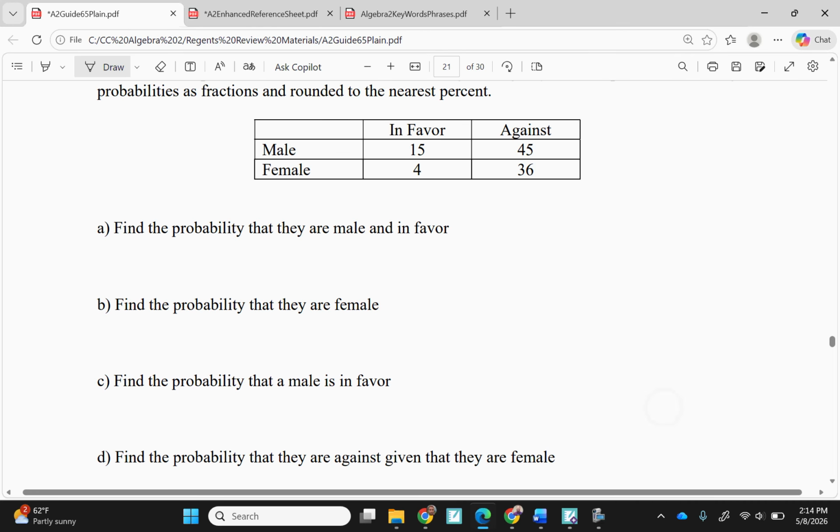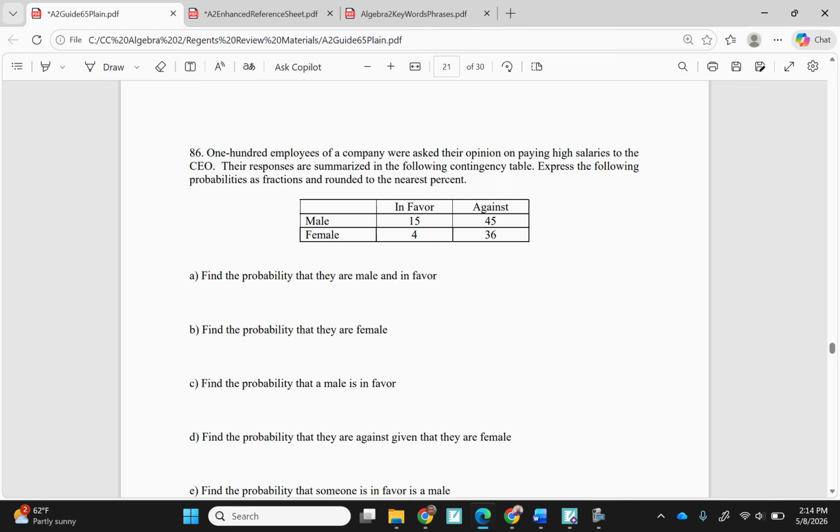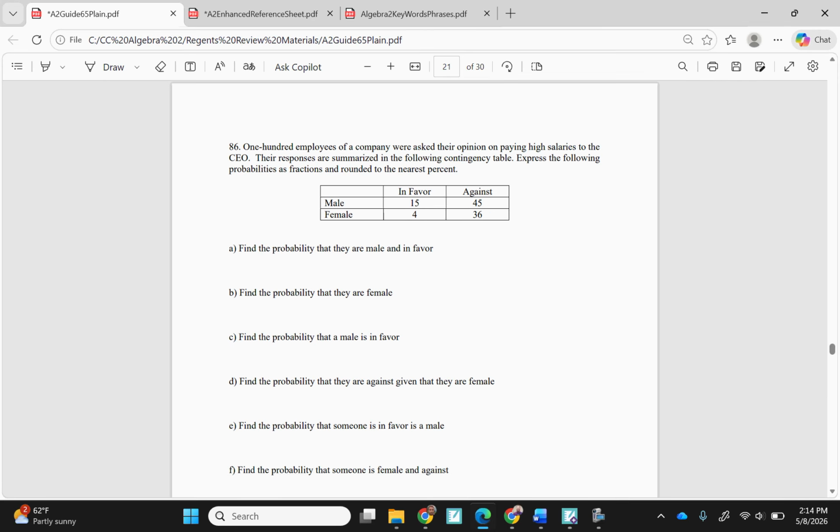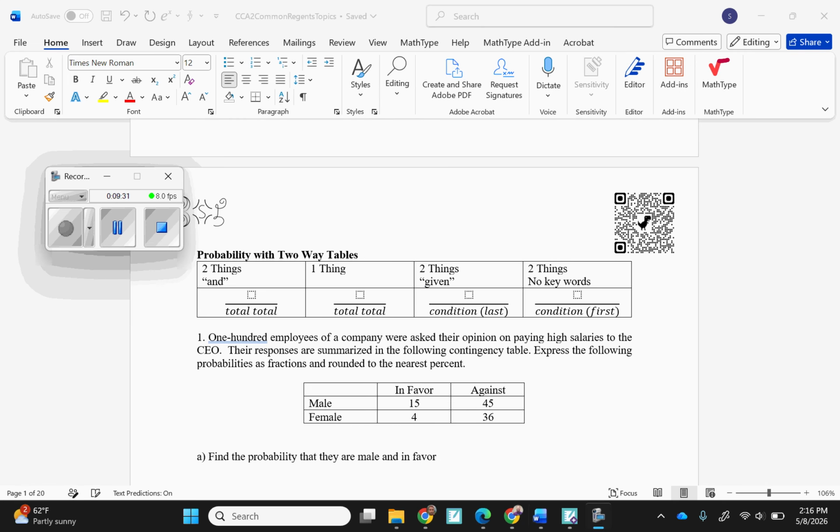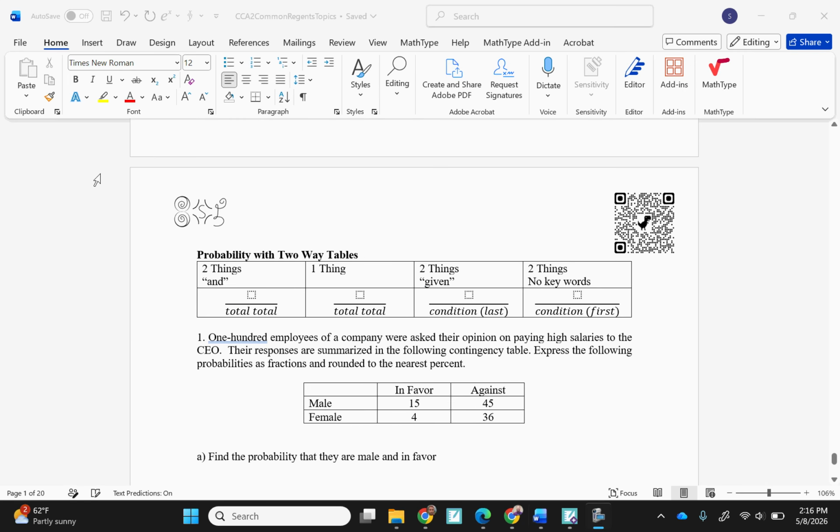Now, two-way tables. For two-way tables, there are 4 different conditions. There is "and." Here, let's do it this way. So this is basically the table of your 4 possibilities here. If you see "and," it's over your total. 1 thing's over your total. 2 things. And you see "given," the condition comes last. And if there are no keywords, then your condition comes first.